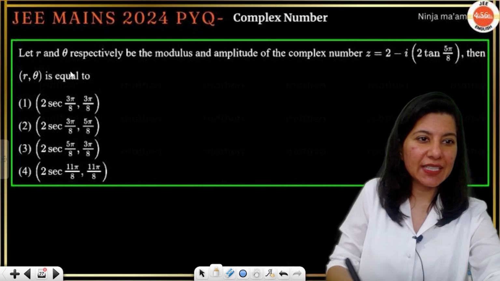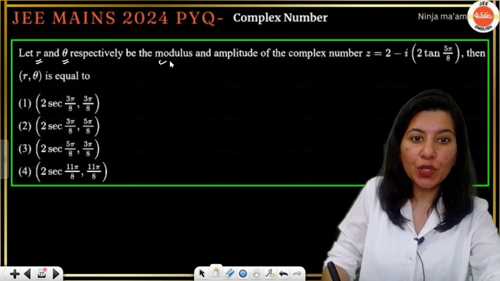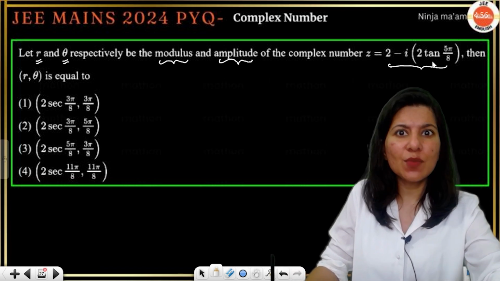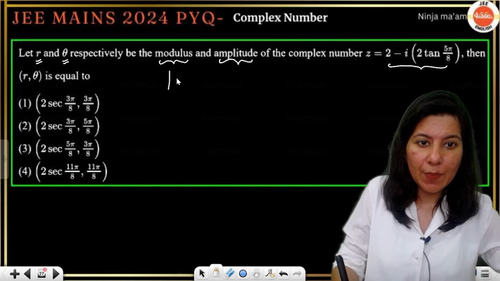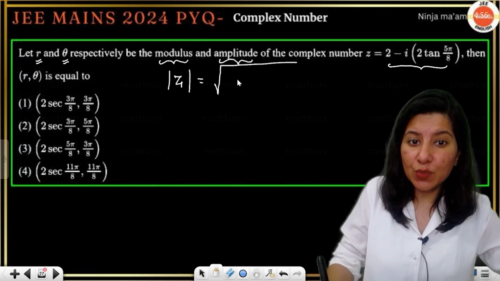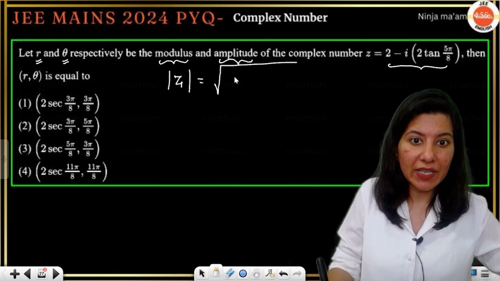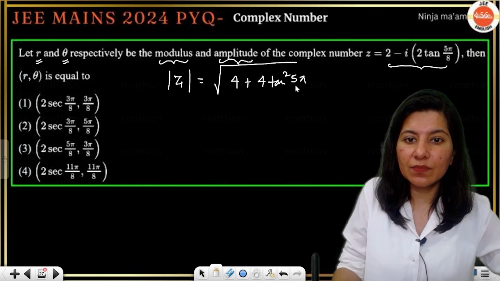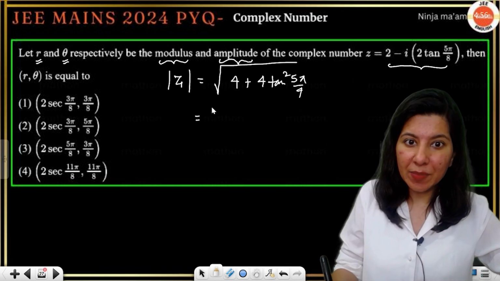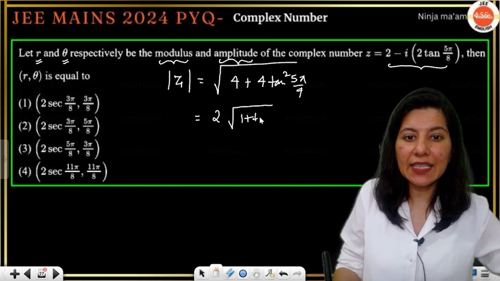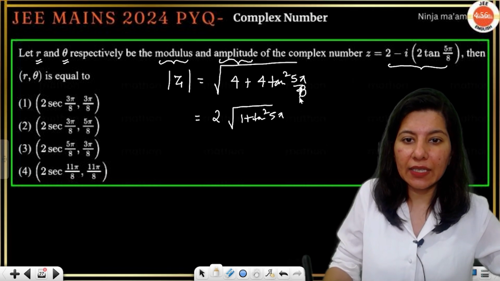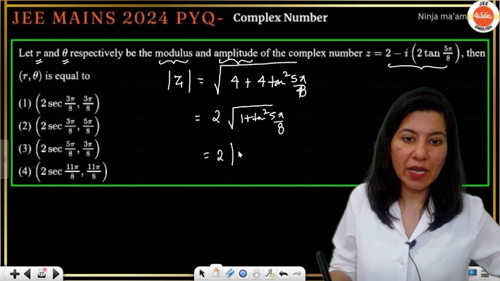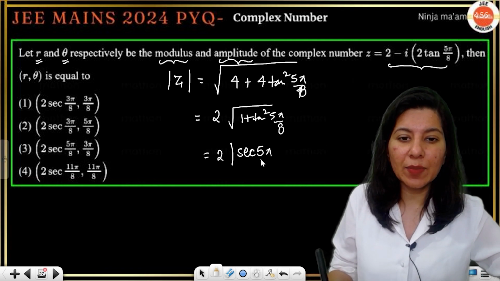All right, so this question says, let r and theta be the modulus and amplitude of the complex number this. Okay, so modulus, it's very easy to calculate, right? Mod z equals to square root of 2 square, that is 4, that is real part square, and imaginary part square. Mod z will be now 2 will come out, square root of 1 plus tan square 5 pi by 8. So this is 2 root sec square 5 pi by 8, so 2 mod sec 5 pi by 8.